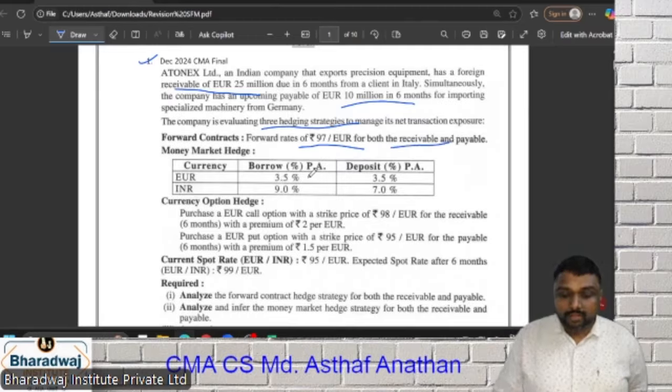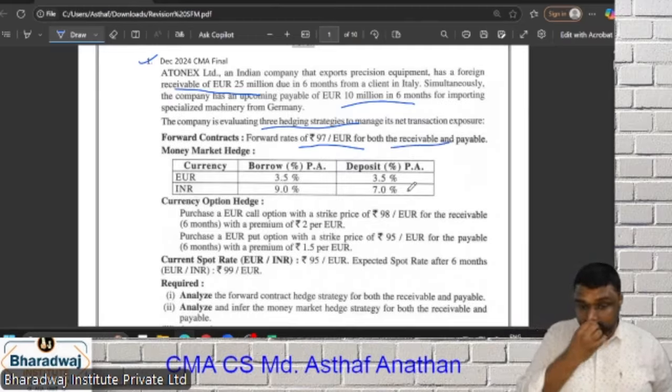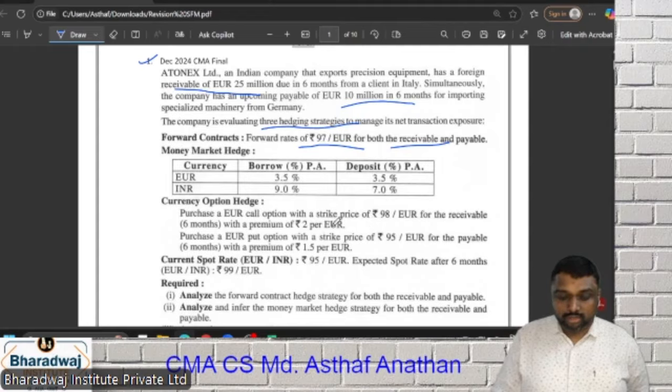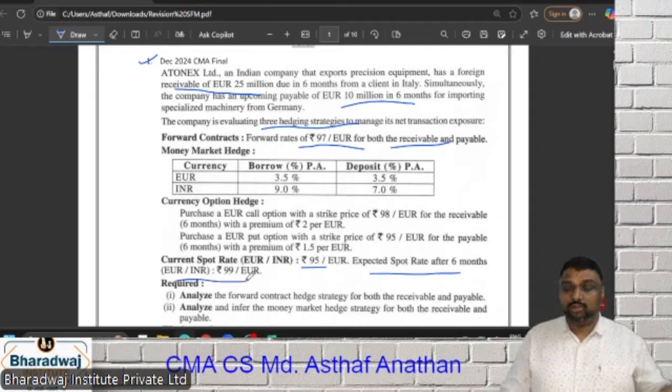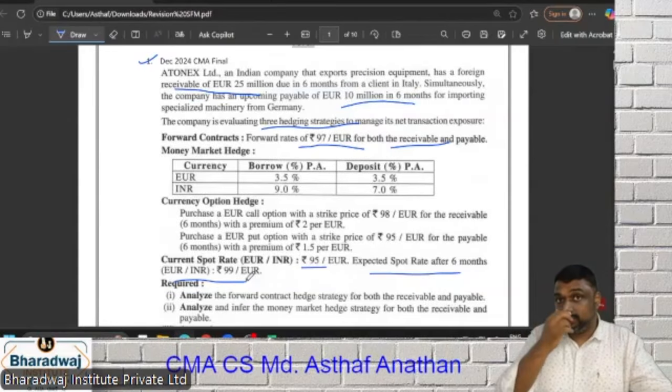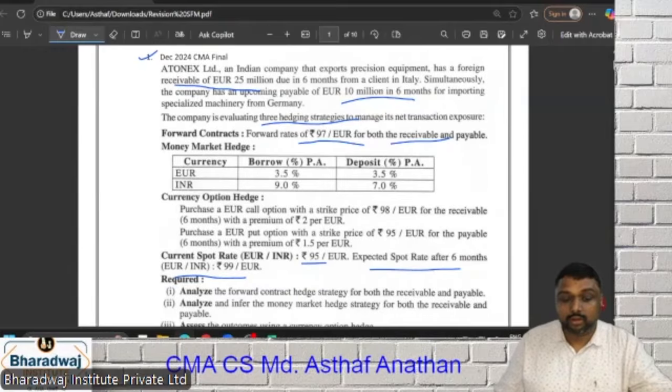Then money market hedging, with borrowing and deposit rates, they have given. Currency option also they have given, with a strike of Euro 95. Expected spot rate after 6 months is also given. So you have to take the decision on exercise or lapse.